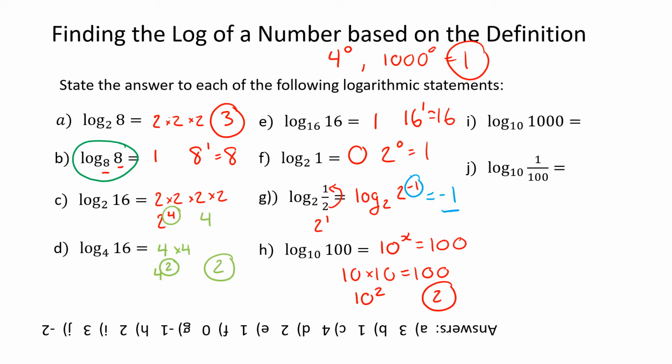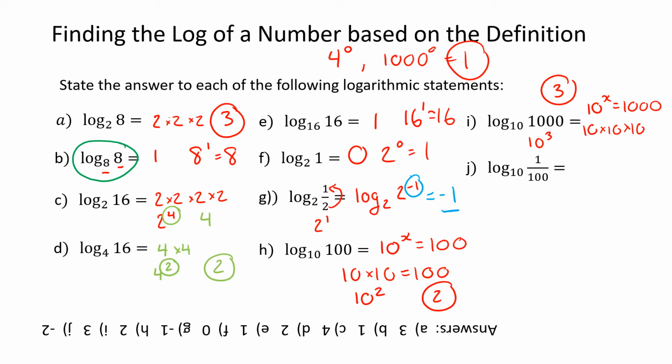For I, the log again of base 10 for 1,000. So again, we have 10 to some exponent x has to equal 1,000. So 10 times 10 is 100, times 10 is 1,000. So that can be written as 10 to the exponent 3. So our answer in this case must be 3.